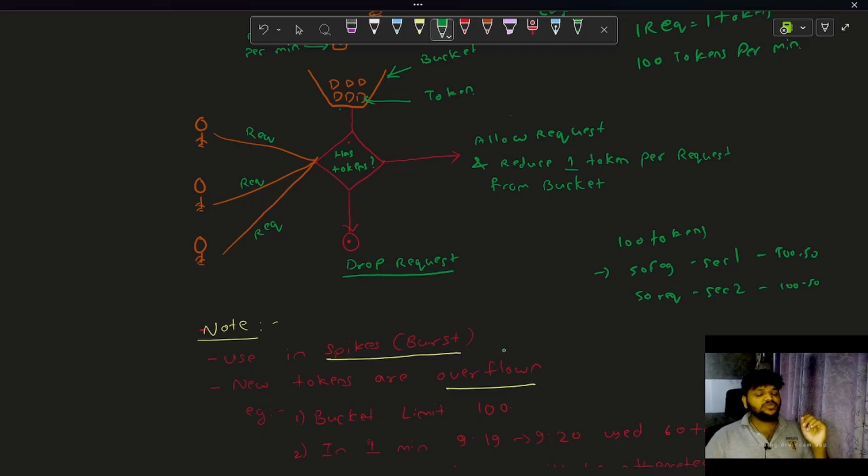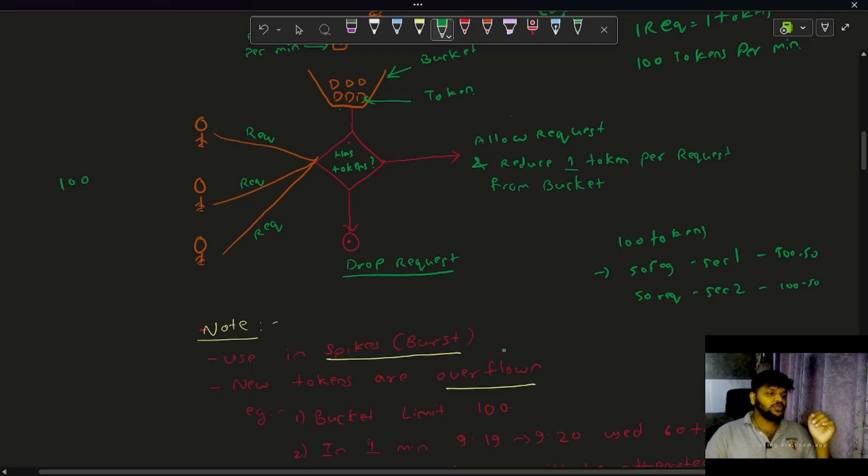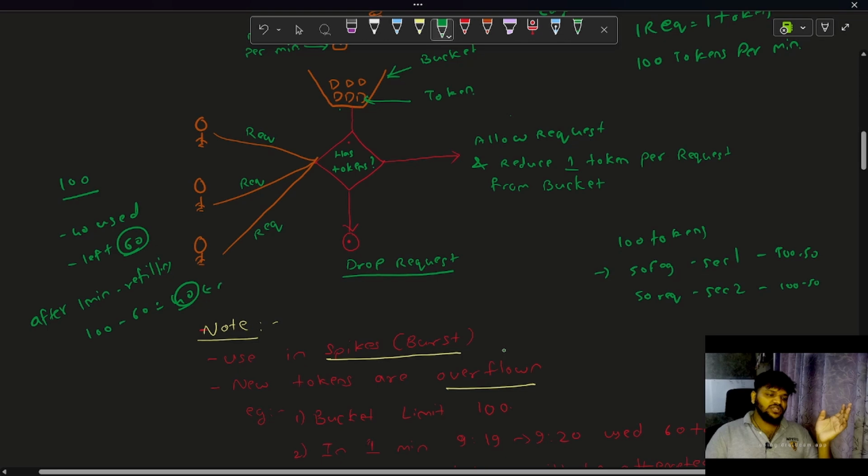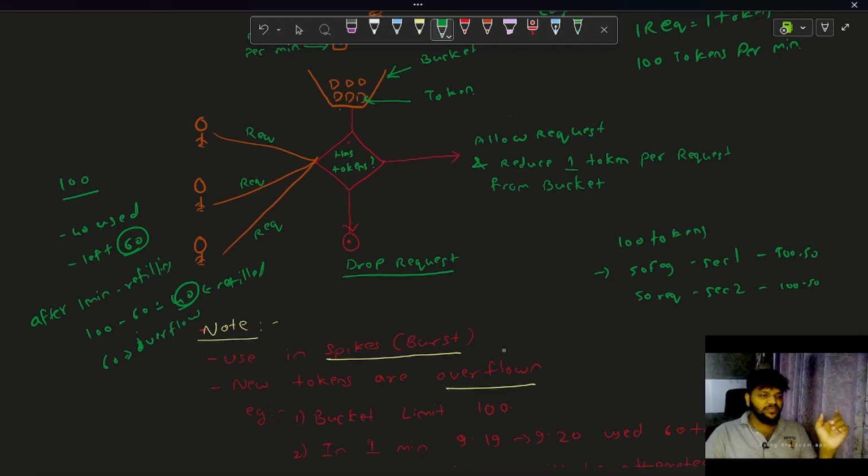Then second, new tokens overflow. What does that mean? Let's say I had 100 tokens initially and I have used 40. So now 60 tokens are left. After 1 minute, refilling happens, and the refill of 100 will happen. Already 60 are left, so only 40 would be refilled, and the extra 60 would overflow. So we ensure that for that 1 minute there should be only 100 tokens in the bucket, there can't be more than that.